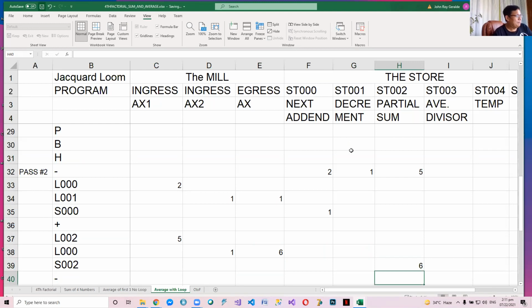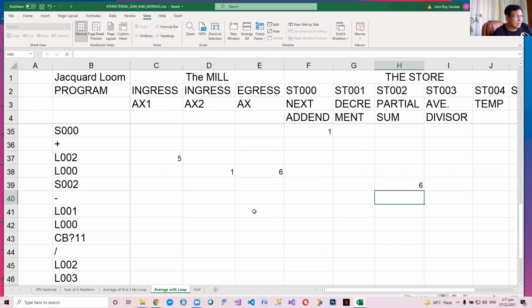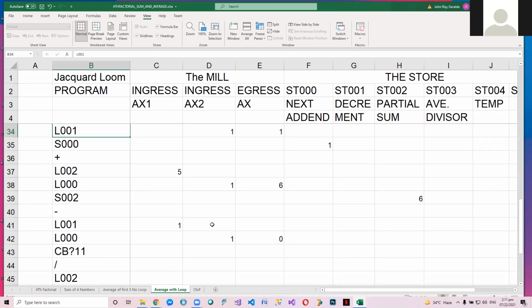Any questions so far? Now we will set the run-up lever. L001. What is L001? It's 1. Take a look. 1 minus 1 is 0. This will not set the run-up lever. Do you follow? So which means we will not go back 11 steps. We will not go back 11 steps.